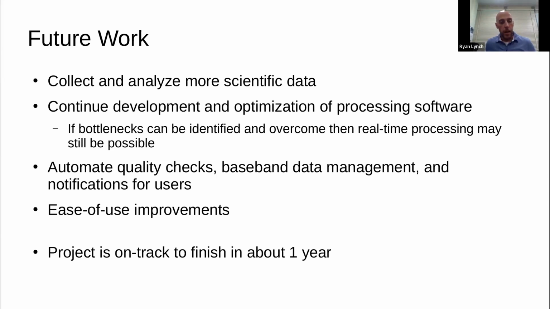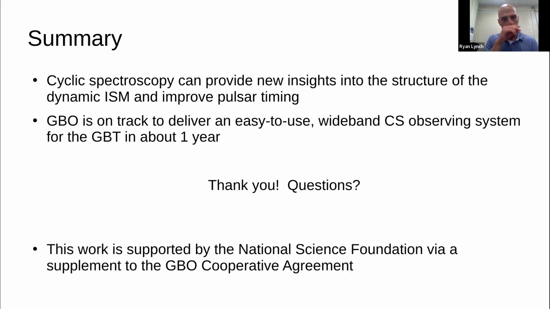And so the project is on track to finish in about 1 year, so you can look forward to being able to use the system on something like that timescale. So in summary, cyclic spectroscopy is a really cool technique for providing insights into the structure of the dynamic interstellar medium and improving high precision pulsar timing. And we're on track to deliver an easy to use wideband observing system for the GBT in about a year. And I want to thank the NSF for funding this through a supplement to our cooperative agreement. And I would be happy to answer any questions at this point.